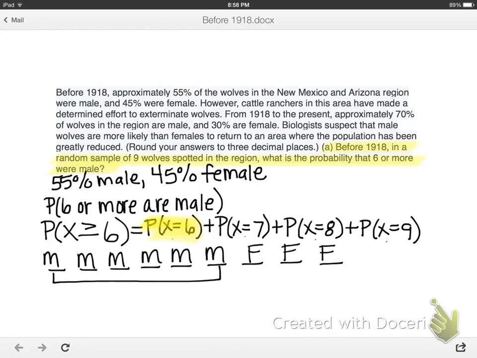So right here, if I have 6 male wolves, that means I have a 55% chance, or 0.55 to the 6th power, because it's 0.55 times 0.55 times 0.55, and so on. And that means the other 3 wolves would be females, so it would be 0.45 to the 3rd power. So if I multiply 0.55 to the 6th power times 0.45 to the 3rd power, let's see what I get. Let me do it real quick.